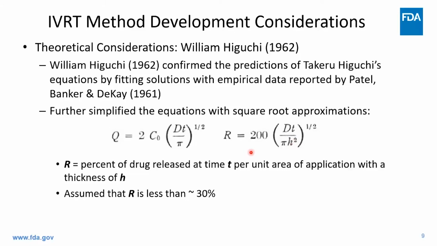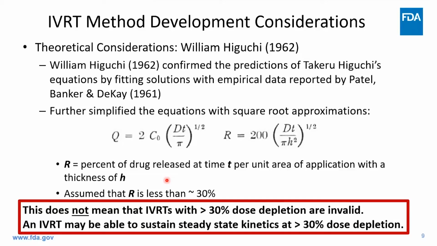But one of the reasons I highlight this article is because, in terms of the steady state release kinetics, he assumed that this percent of drug released throughout the conditions being considered was in the range where it was safe to assume that you'd have steady state conditions if you were below 30% release. And I don't know if this is the source of what has since, I think, become maybe misinterpreted as the fact that there's something magical that happens at 30%, and that if your amount of drug, your dose depletion, exceeds 30%, that somehow the IVRT is not valid anymore.